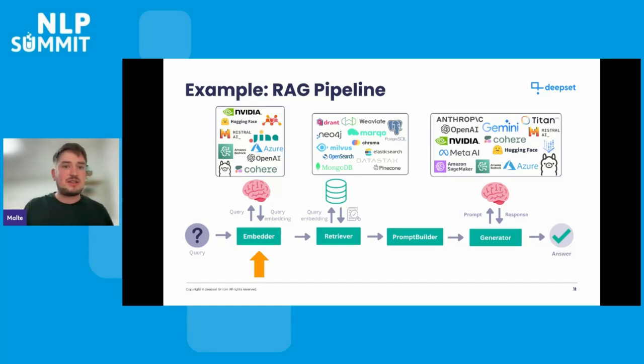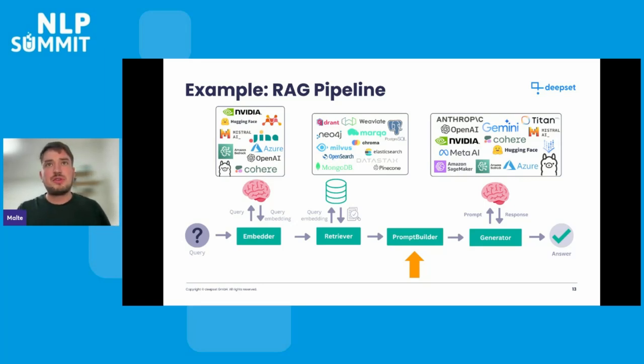In Haystack concepts, you can build such a system by assembling these 4 components here into a pipeline. You have the embedder that creates the vector from your query. You have then a retriever that uses that vector to retrieve the most similar documents from a vector database. And you can see here you have a number of third-party integrations that you can pick from and just use the technology, the vector database that you want to have in your stack.